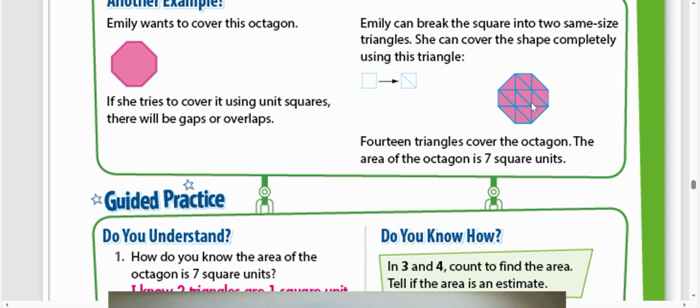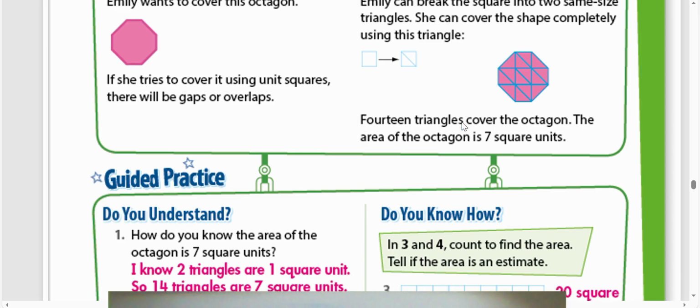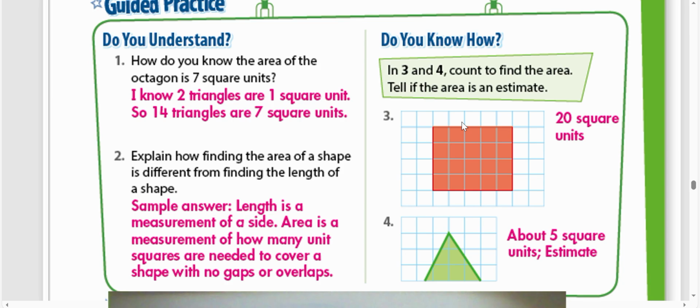We have 14 triangles here, and 14 divided by 2 equals 7. Then we have 7 square units. I know 2 triangles are 1 square unit, so 14 triangles are 7 square units.